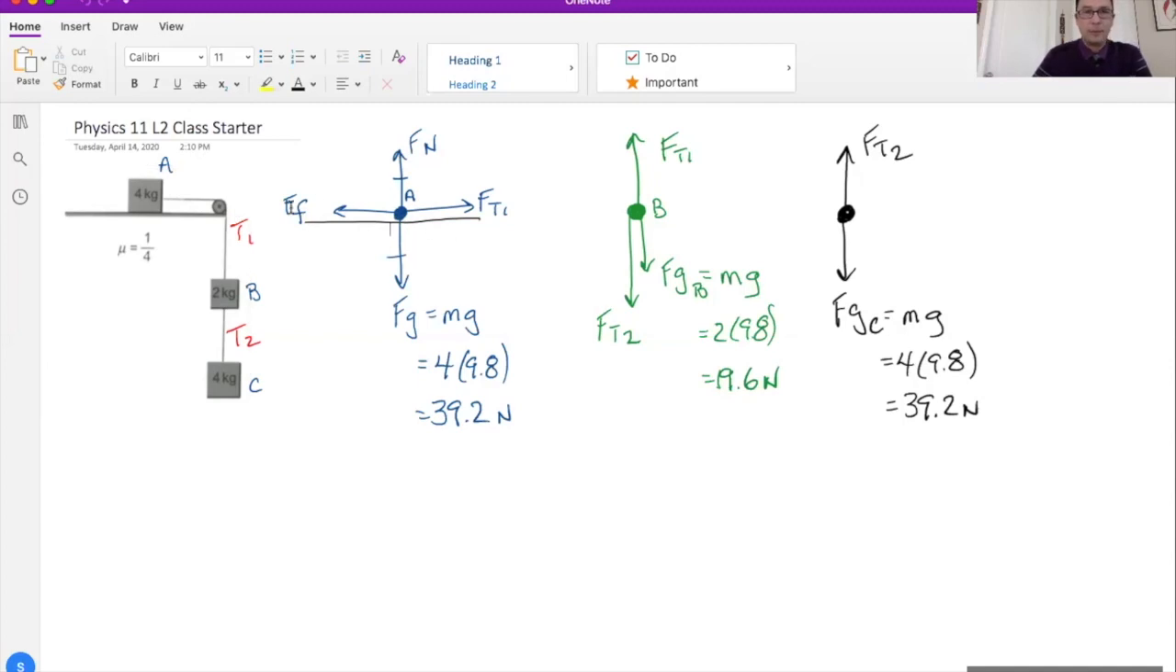For object B, we have 2 forces down. Of course, there's a force of gravity, which I calculated to be 19.6 newtons down. And also there is tension 2, the rope pulling it down as well. Pulling it upwards is a rope. We call that tension 1. And so 3 forces on object B. And then finally on object C, there are 2 forces, a gravity pulling it down, which I calculated to be 39.2 newtons. And then, of course, a tension force upwards, T2. So here you can see force T2.